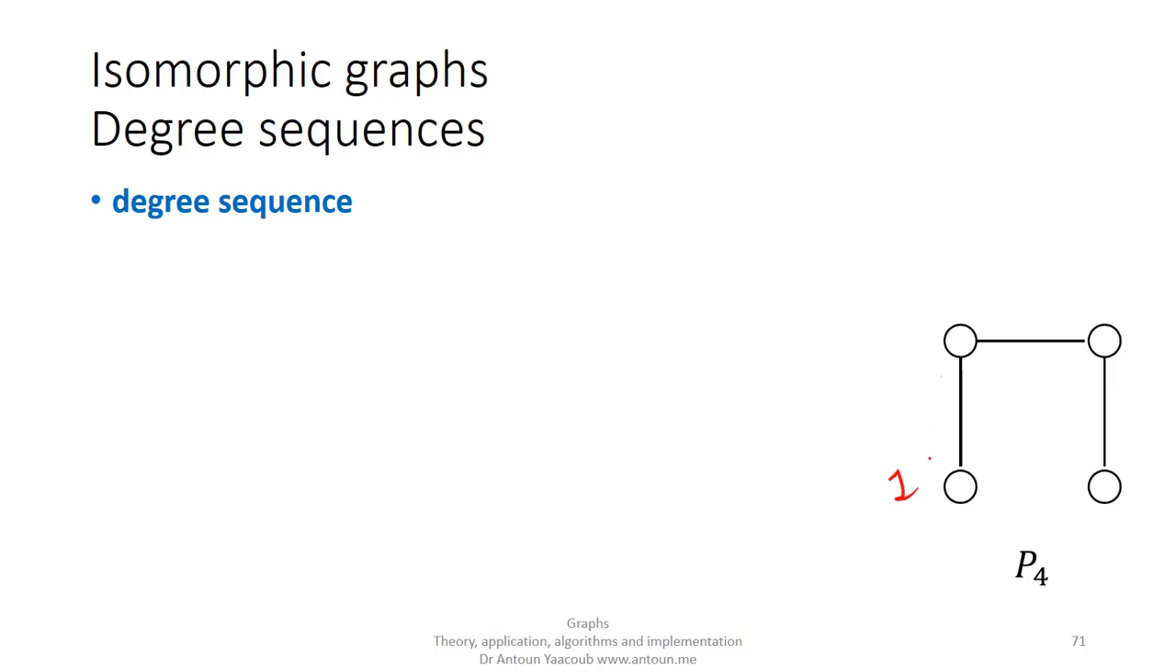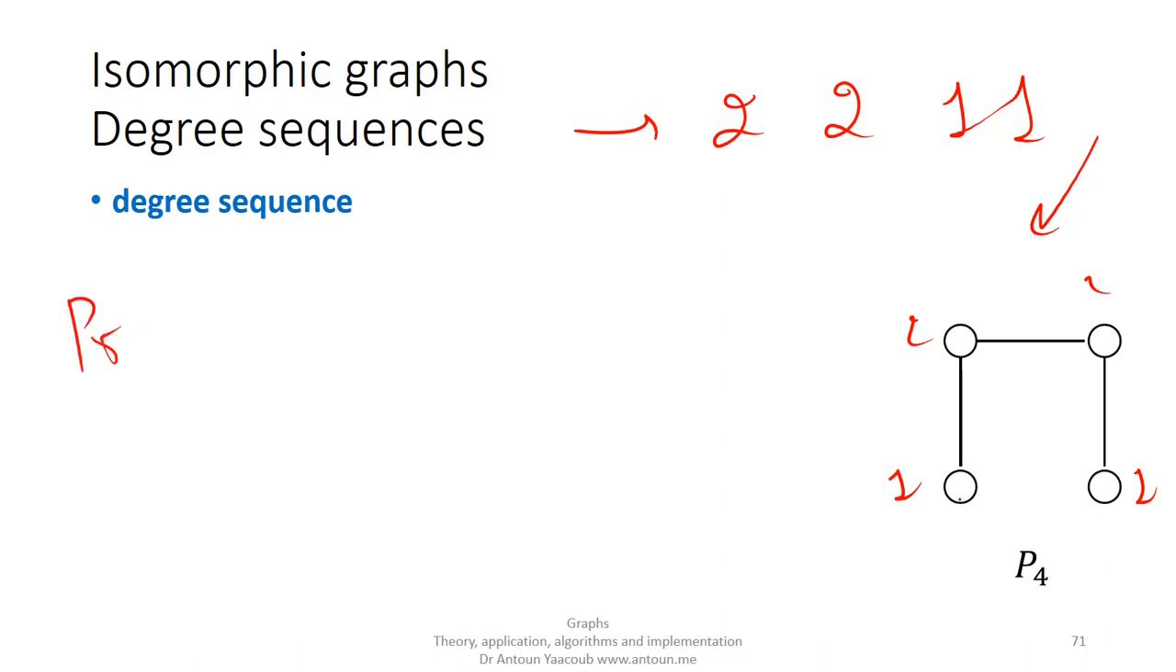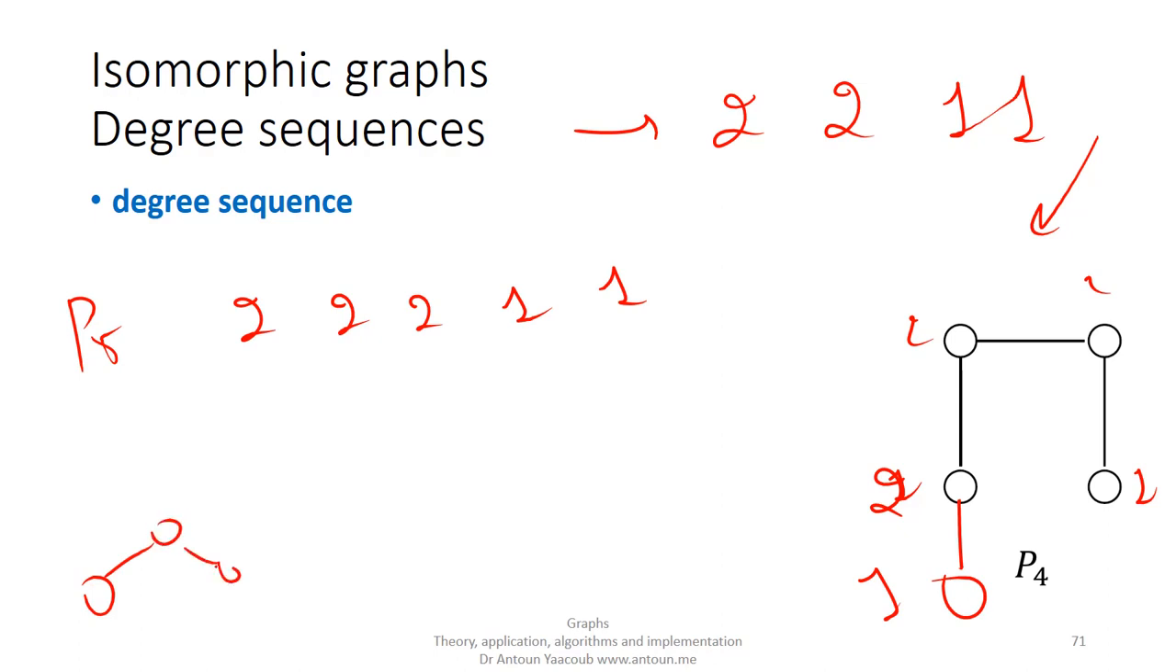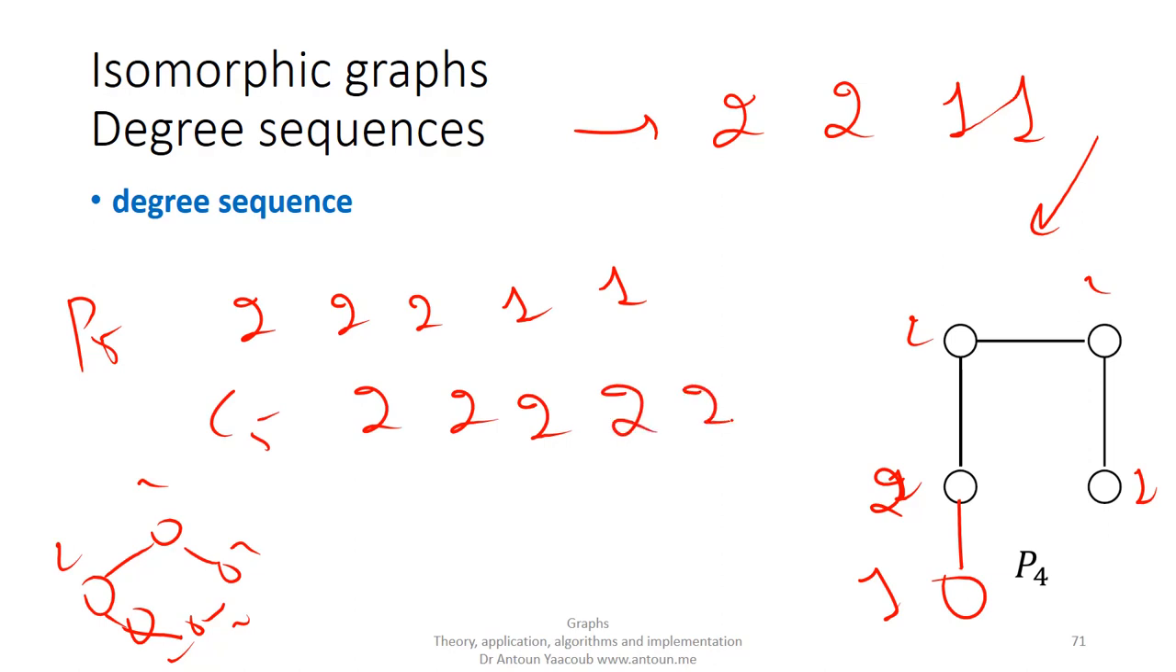So I have here the degrees equal to 1, 2, 2, 1. The degree sequence, we usually write in decreasing order. So for this graph it is 2, 2, 1, 1. This is the degree sequence of P4. If I would tell you P5, P5 is like this, so it will be equal to 2, 2, 2, 1, 1. If I want to draw C5, there are 5 vertices, and all the degrees are equal to 2. So for C5, I have 2, 2, 2, 2, 2, five times. So this is the degree sequence of a graph.